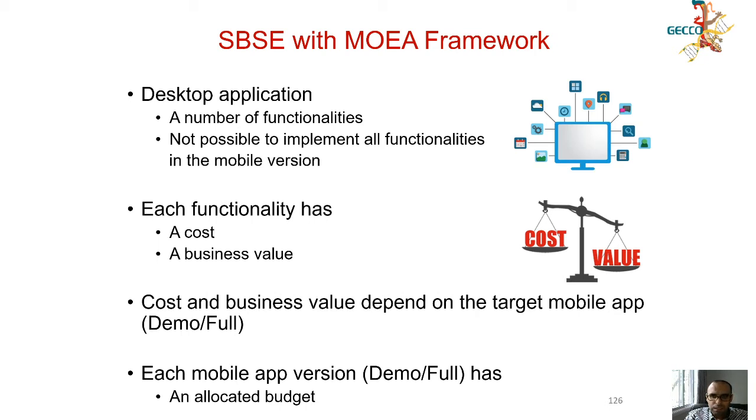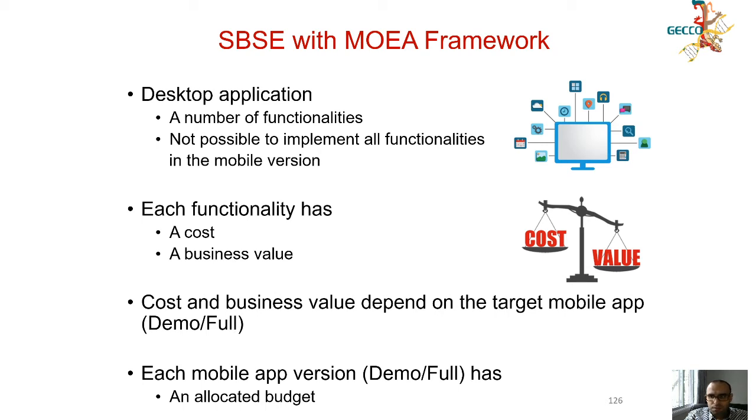Each functionality has two main aspects that should be considered in the migration, which are mainly the cost to implement the functionality and the business value of each functionality. In addition, the cost and business values vary depending on which version of the mobile app will hold each functionality.